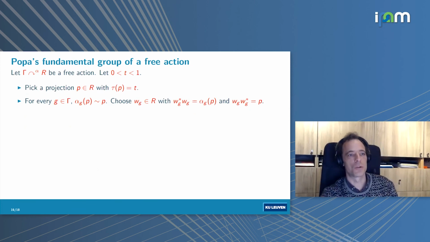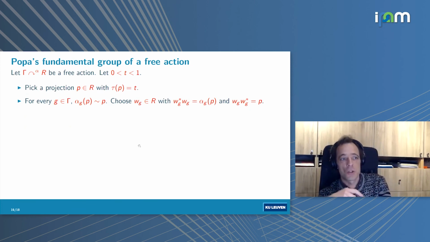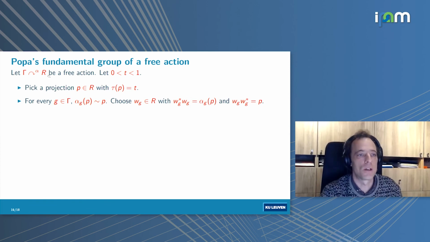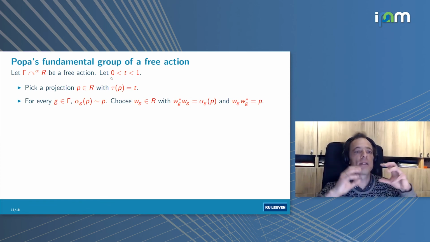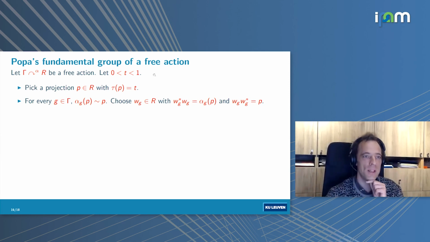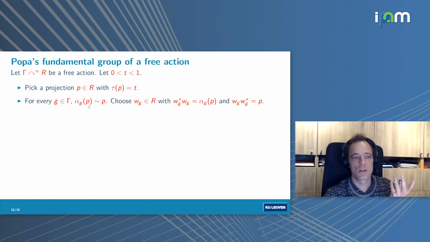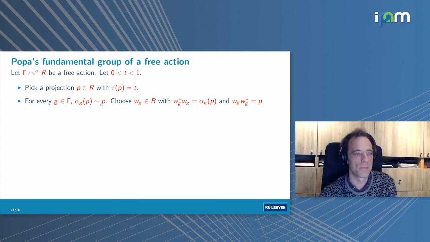So what is this fundamental group? It's actually a source to build co-cycle actions also. So you start with an action on the hyperfinite II_1 factor or on any II_1 factor, and you want to somehow scale it with a number t. So you take a number t between 0 and 1, you choose a projection p in R with trace t, and then you act on that projection with a group element. So you look at alpha_g(p). That's a new projection that, of course, has the same trace as p because the trace is preserved by the action. So since it has the same trace, they are Murray-von Neumann equivalent.